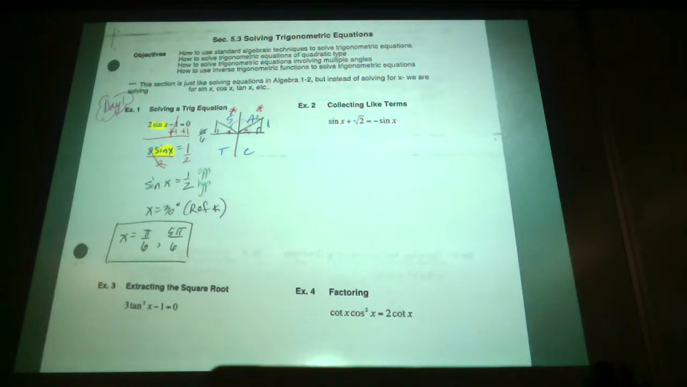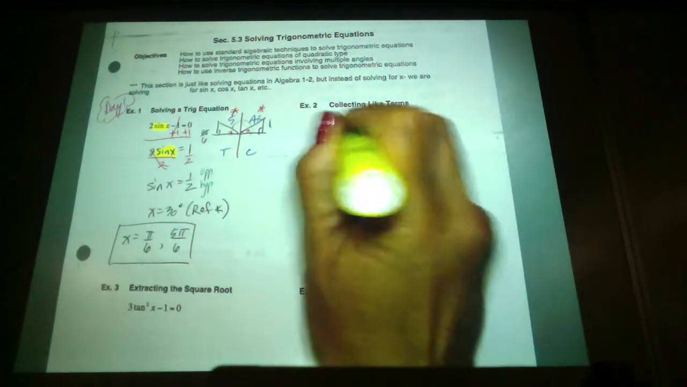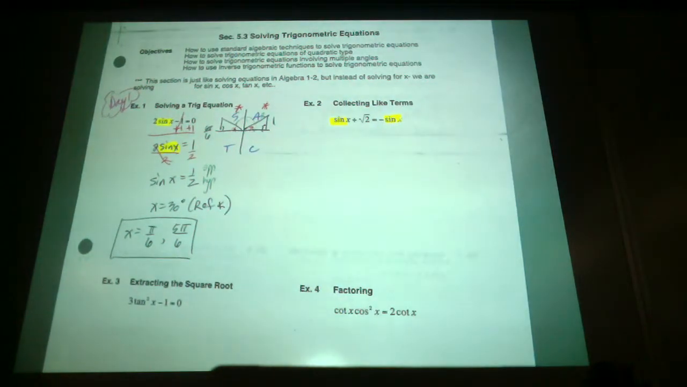Example 2. We can collect like terms also with trig functions. So again, I've got my sine of x here, and here I need them together on one side.